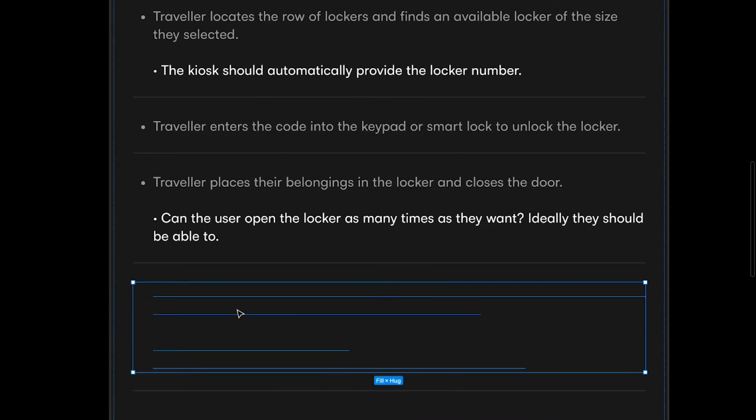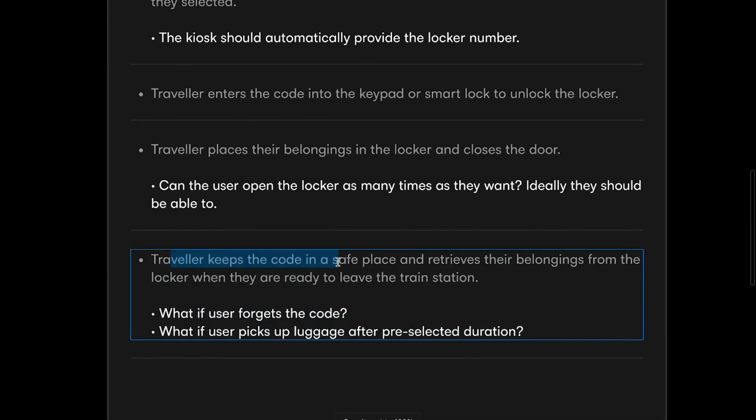Next, the traveler keeps the code in a safe place. Now, I don't really know what it means, but I guess it's just that the user knows the code and retrieves their belongings from the locker when they are ready to leave the train station. Now here the question is, what if the user forgets the code? Again, the same question, right? And what if the user picks up the luggage after the pre-selected duration?